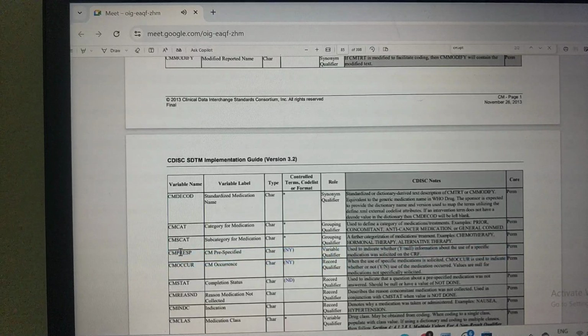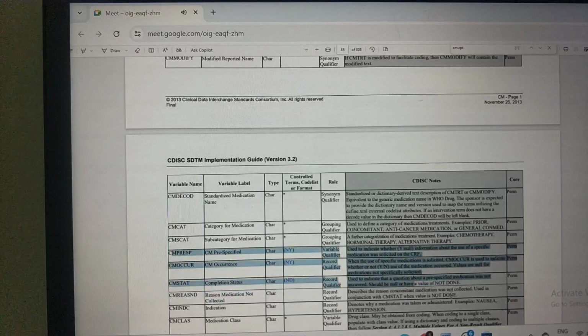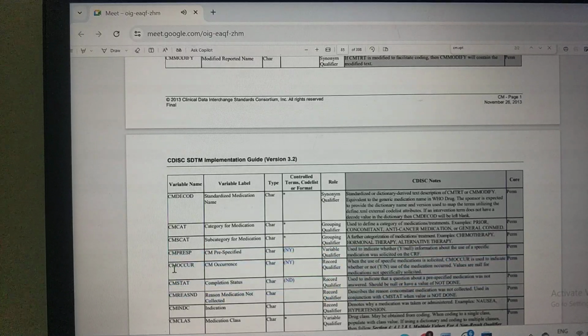Again the status. Whenever it is pre-specified and there is no record, meaning no medication was taken, then we can create CMSTAT as NOT DONE. Out of those medications, if the subject did not take any medication, then we can say CMSTAT is NOT DONE. Why he has not taken it, we can mention in CMREASND, the reason medication not collected. So these four variables are interlinked: first pre-specified, then whether the subject took it or not, the occurrence, and then if not taken, not done, and then why it's not done, that is the reason.